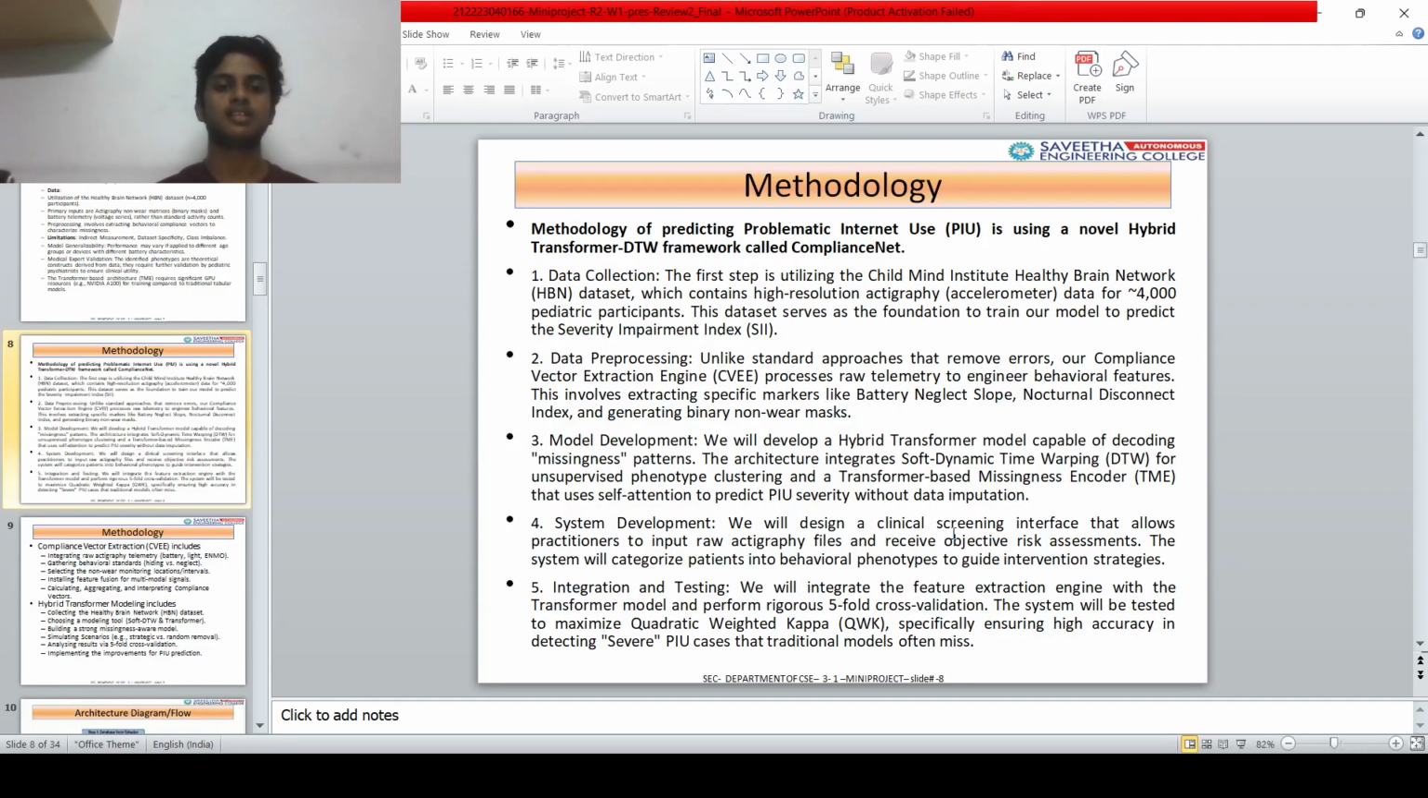Coming to methodology, the methodology follows a structured pipeline. It begins with data collection from the HBN dataset. Next, data pre-processing is performed. The model development, deployment and system integration follow next. Finally, testing and evaluation are conducted.